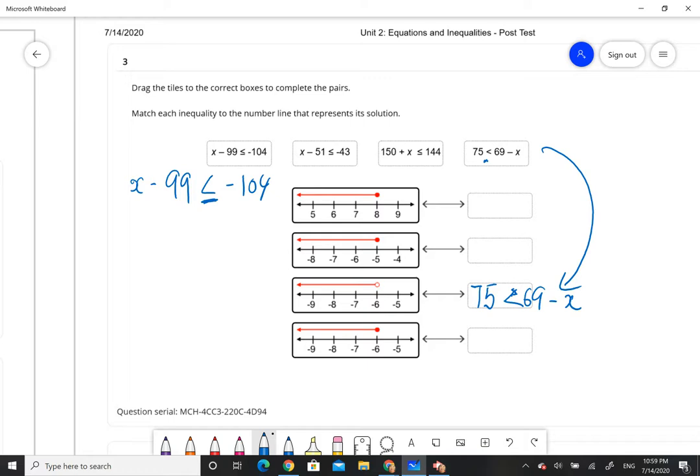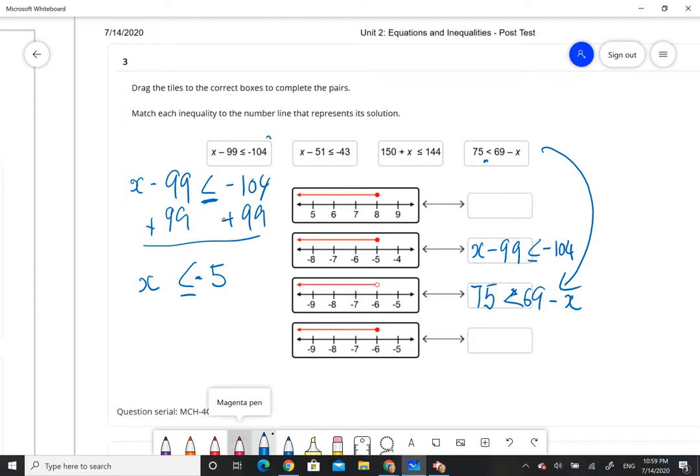This one going here, you have minus 99, so you solve it by adding 99 to both sides. So x is less than or equal to negative 104 plus 99. You subtract them, you get 5, but you get the negative 5. So which one has the negative 5? This one has negative 5, right? So this one is x minus 99 less than or equal to negative 104. Okay? I'm going to leave this one here, right?